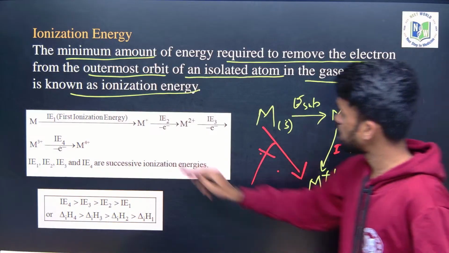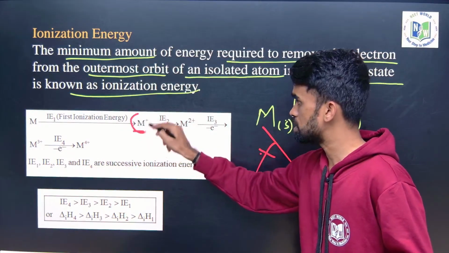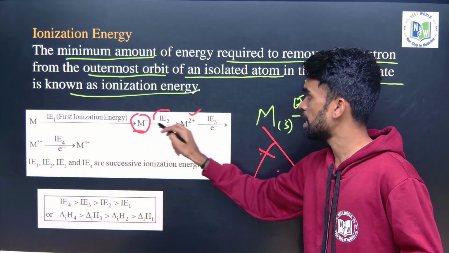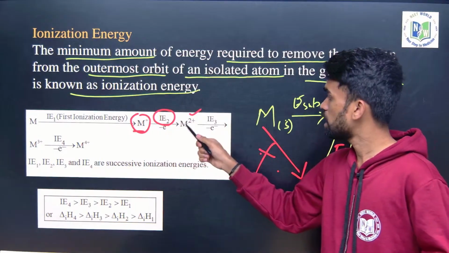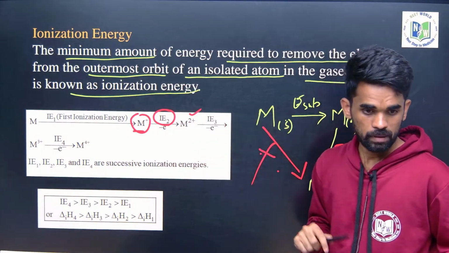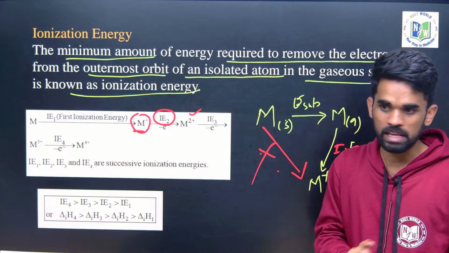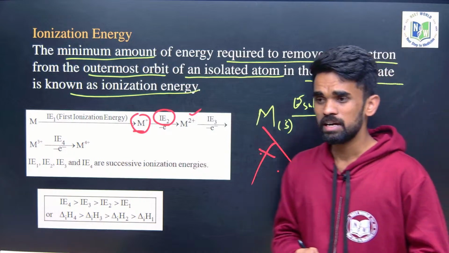If I remove an electron from here, from the unipositive ion, you should say second ionization energy, IE2. Again from here, like that. Those are successive ionization energies.